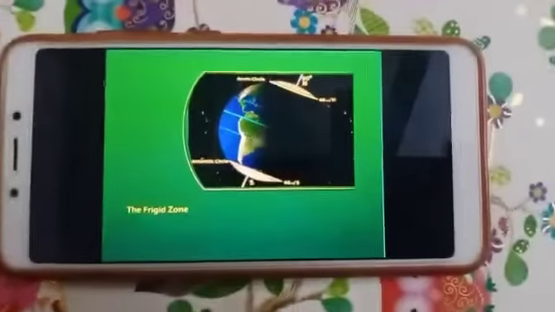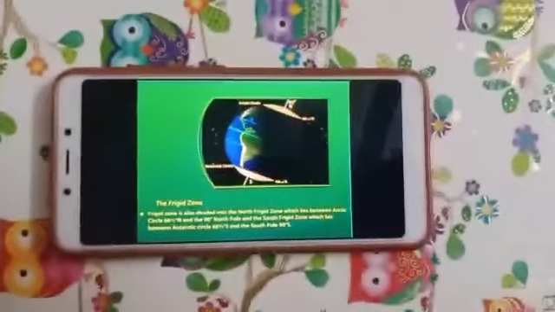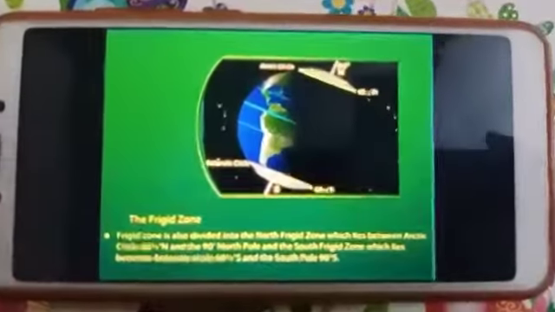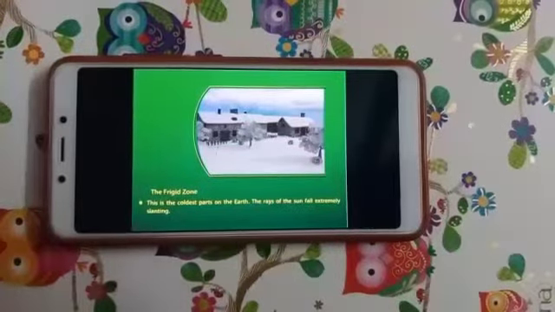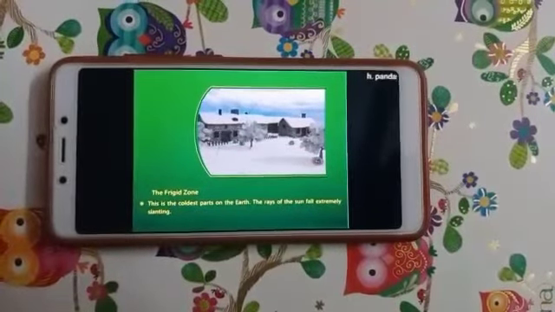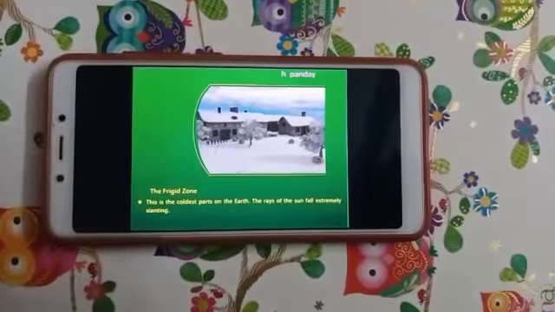The frigid zone. Frigid zone is also divided into the north frigid zone, which lies between Arctic Circle, 66.5° north, and the 90° north pole, and the south frigid zone, which lies between Antarctic Circle, 66.5° south, and the South Pole, 90° south. This is the coldest part of the earth. The rays of sun fall extremely slanting.